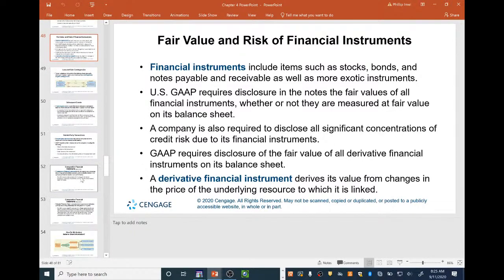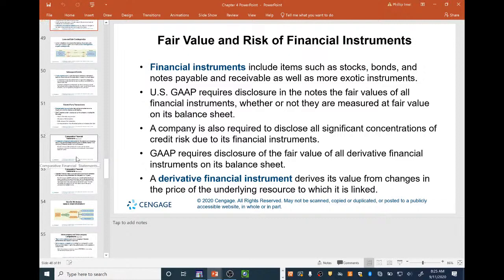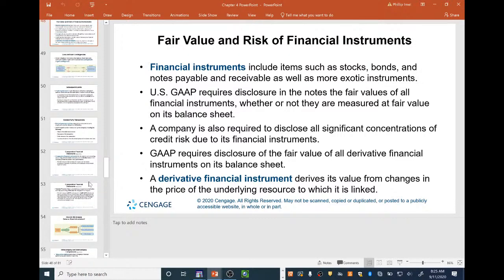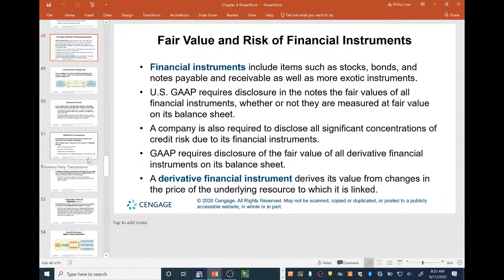Okay, fair value and risk of financial instruments. So obviously financial instruments include stuff such as stocks, bonds, notes payable, receivables, as well as more exotic instruments. U.S. GAAP requires disclosure in the notes to the fair values of all financial instruments, whether or not they are measured at fair value on its balance sheet. A company is also required to disclose all significant concentrations of credit risk due to its financial instruments.